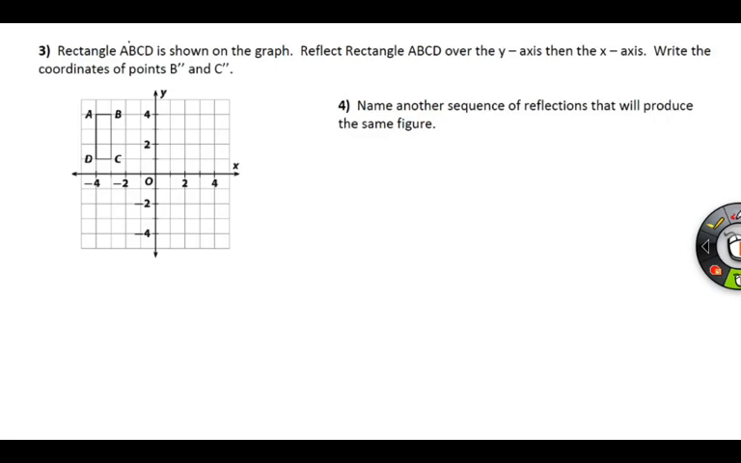And number 3, we want to reflect this rectangle over the y-axis and then the x-axis. If we do it over the y-axis, it would be 1, 2, 3 units away, so this would be 3 units away here, and this would be the C prime. Then it looks like the D is 4 units away, so it would be 4 units away here, and this would be D prime. You can see the B would be lined up here, 3 units away, so that's B prime. And then the A prime would be right here.